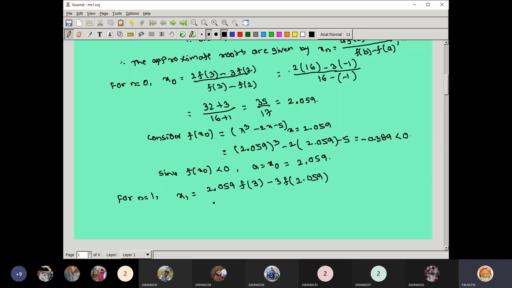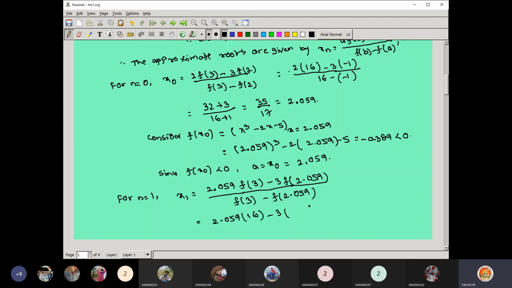2.059, overall it is divided by f of b minus f of a, that means f of 3 minus f of a value 2.059. So now this is equal to 2.059. Already we calculated f of 3 value. Your f of 3, it is nothing but 16 minus 3 into f of 2.059.